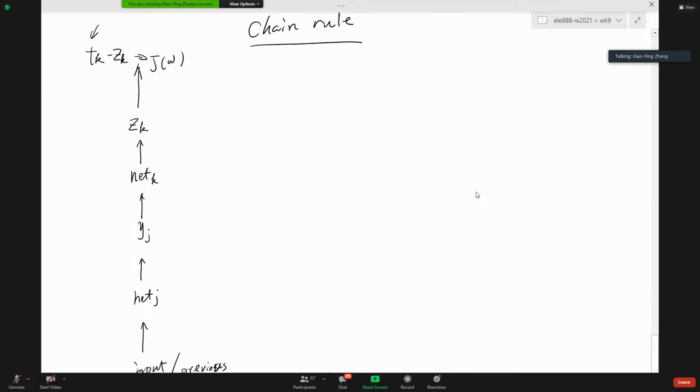Now the question is, what is the functional relationship? z of k equals f of net k. What is f? It's a nonlinear activation function. And how do you get net k from y_j? You have w_kj multiplied by y_j. It's a linear function of y_j with coefficient w_kj. w_kj is something we're interested in.